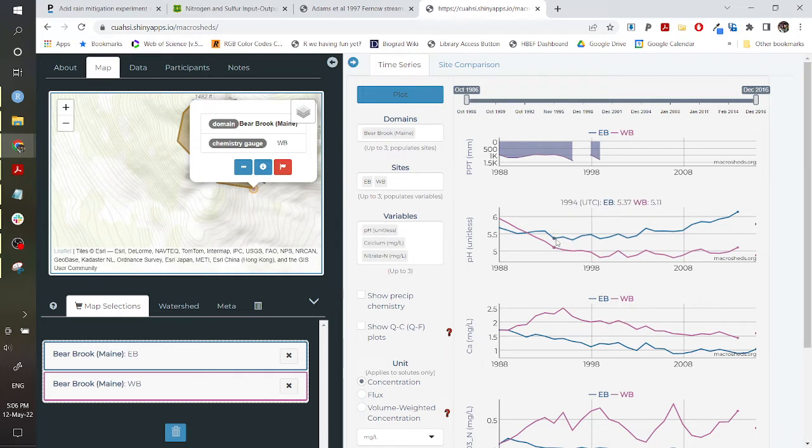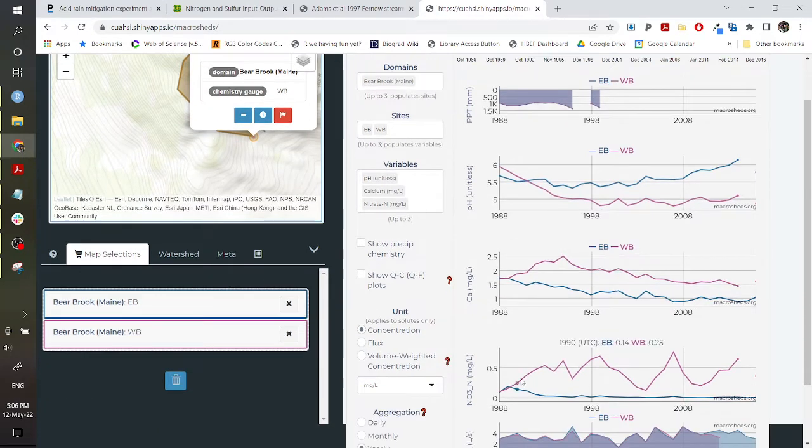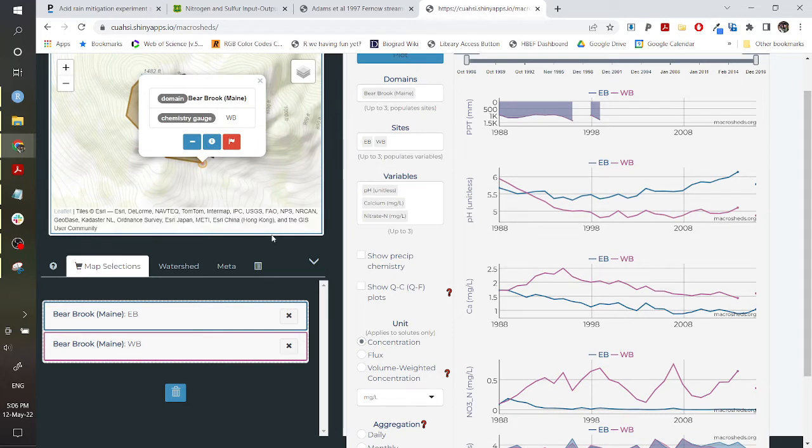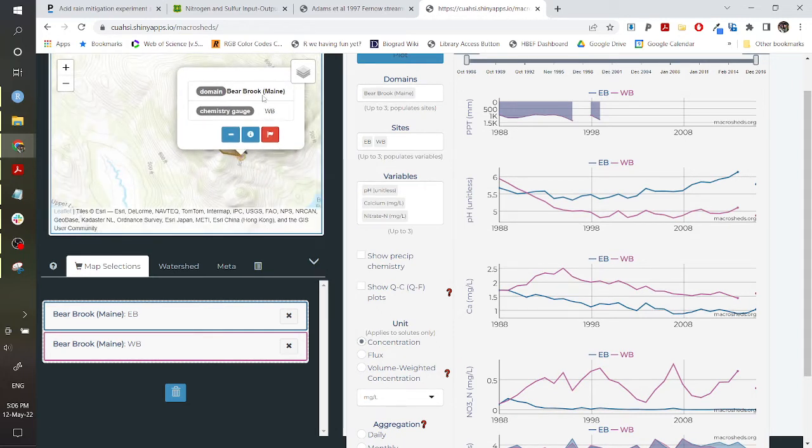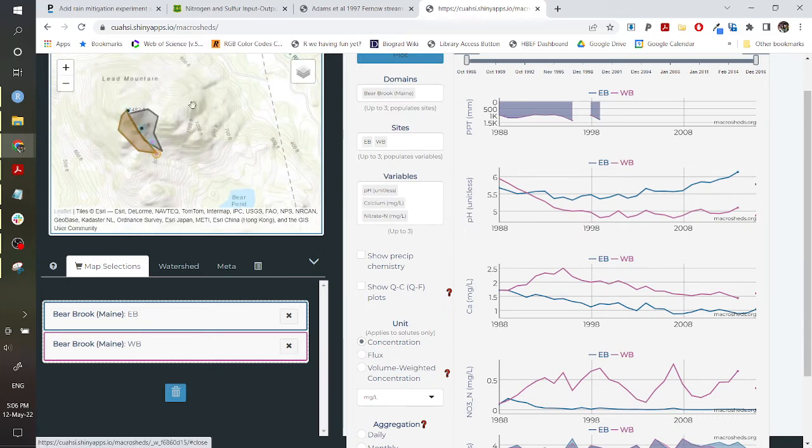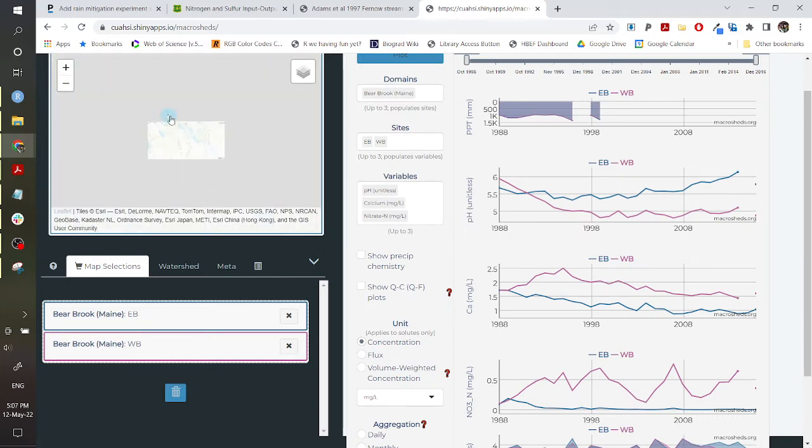And same thing, we're looking at pH. You can see that our control, East Branch, has a higher pH than West Branch. And then in contrast, West Branch has elevated calcium in the stream and also elevated nitrate, which is interesting. And so I'm interested in also comparing the other watershed that added the same chemicals and seeing what those responses were.